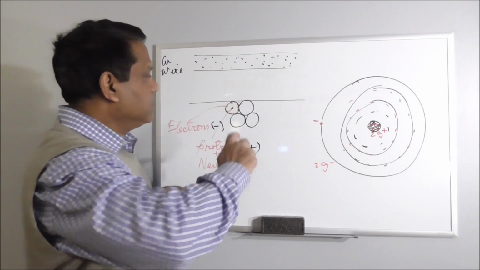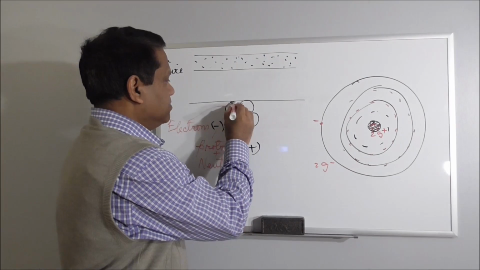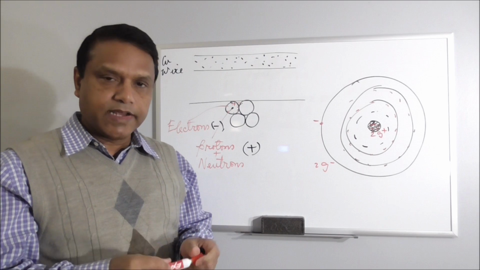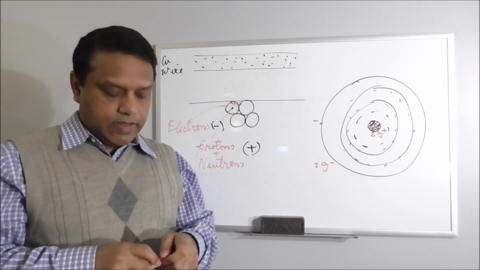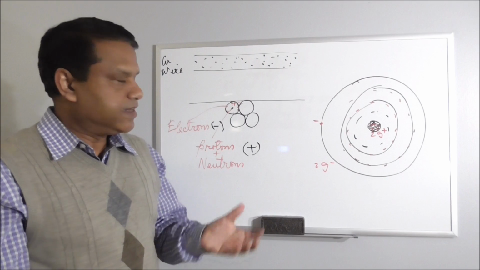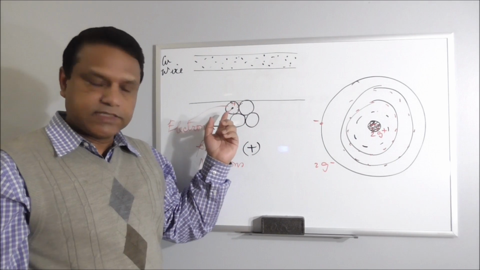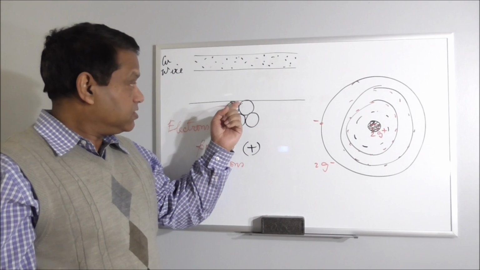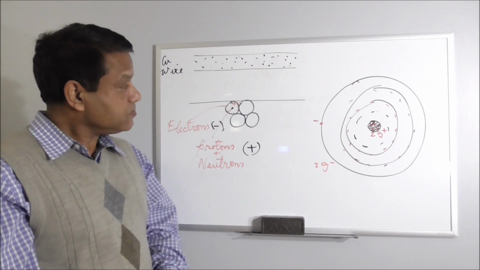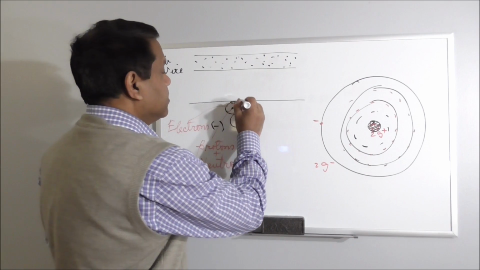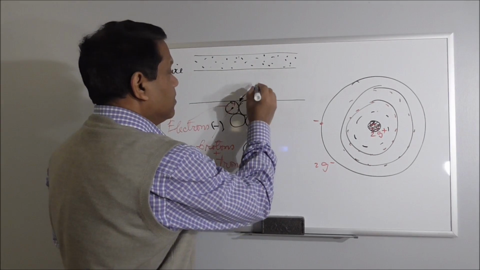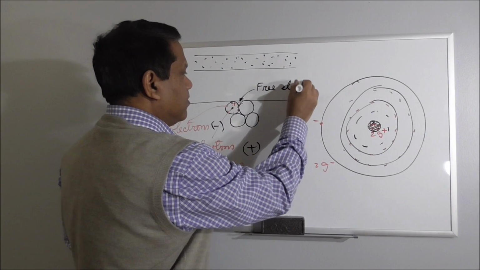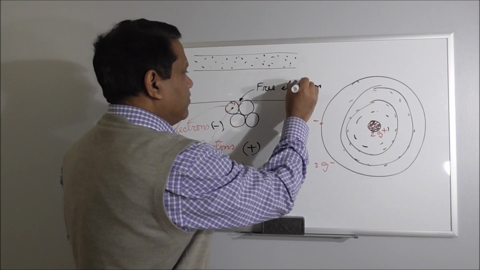In this case, it has a net positive charge, and we call this process ionization. Whenever the electron comes out of an atom, it creates a positive ion, in this case a positive copper ion, and this negative charge electron is called free electron.